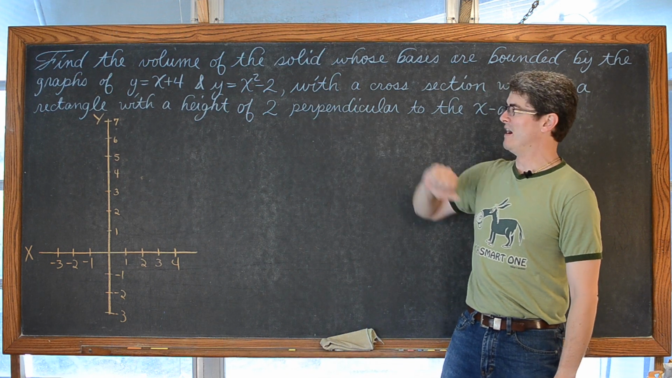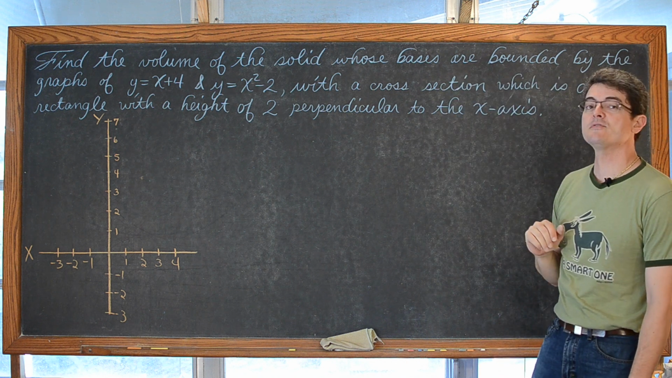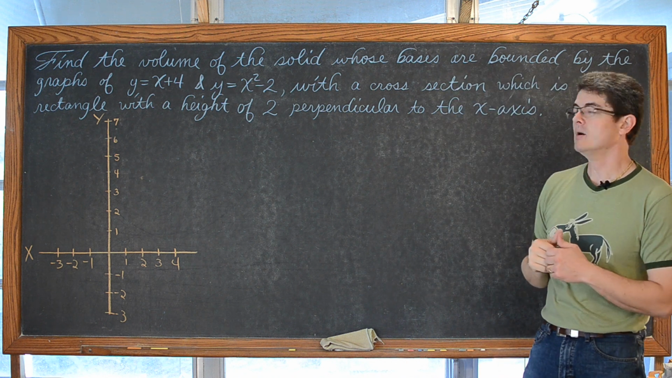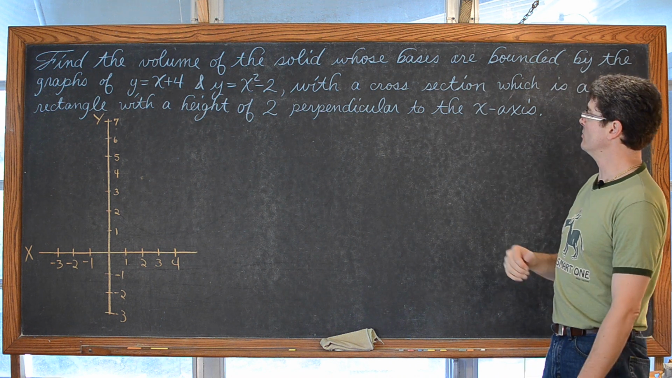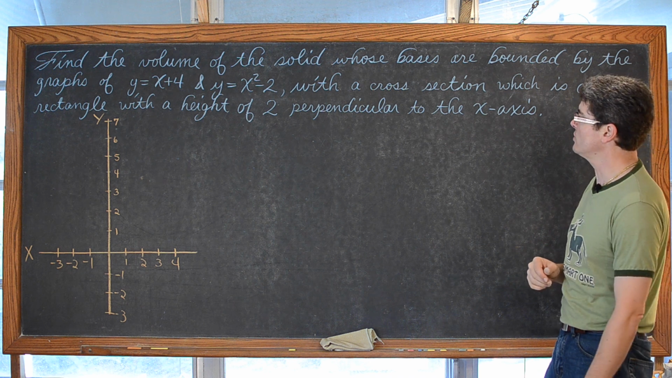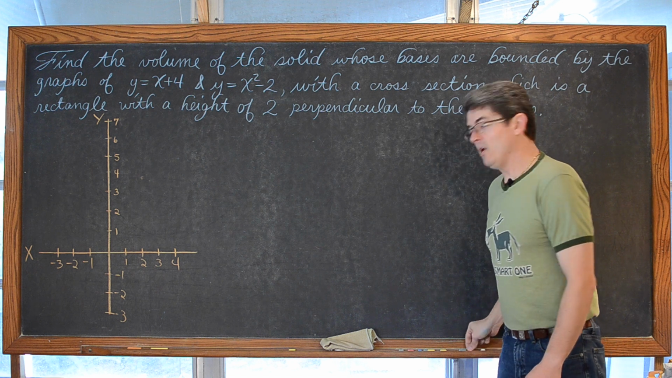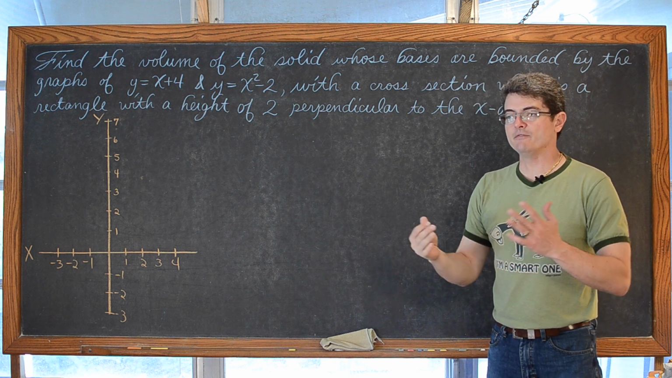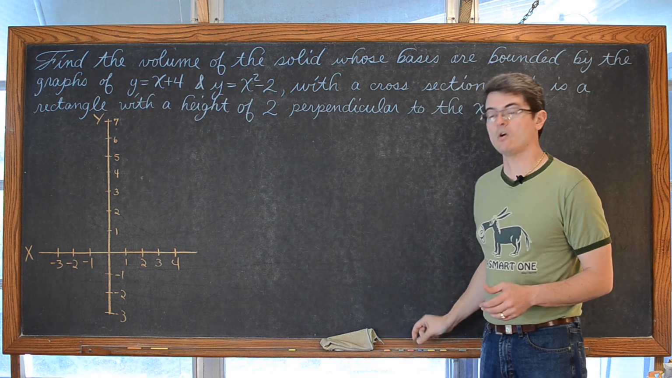First example, find the volume of the solid whose bases are bounded by the graphs of y equals x plus 4 and y equals x squared minus 2, with the cross-section which is a rectangle with a height of 2 perpendicular to the x-axis. Well, if we're talking about finding volumes of something geometrical, you should be starting off with drawing it.